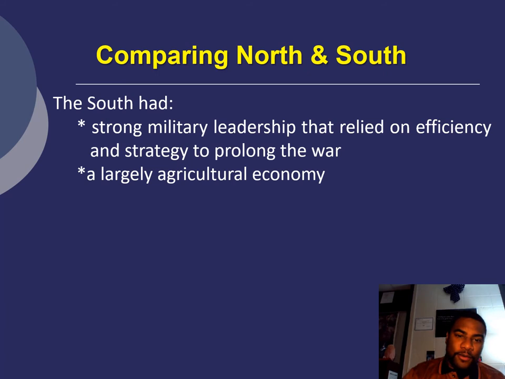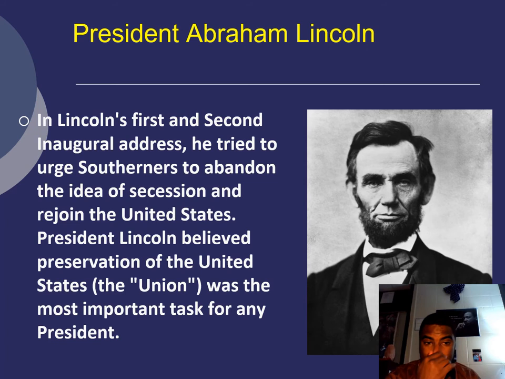Now, what did the South have? The South had strong military leadership that relied on efficiency and strategy to prolong the war. And they were a largely agricultural economy. All right. President Abraham Lincoln, in his first and second inaugural addresses, tried to urge Southerners to abandon the idea of secession and rejoin the United States. President Lincoln believed preservation of the United States, or the Union as he called it, was the most important task for any president.